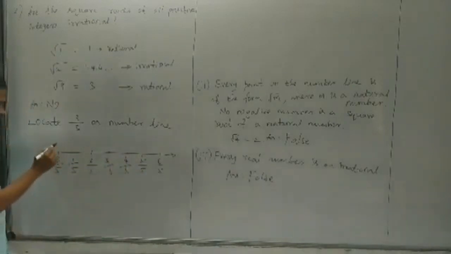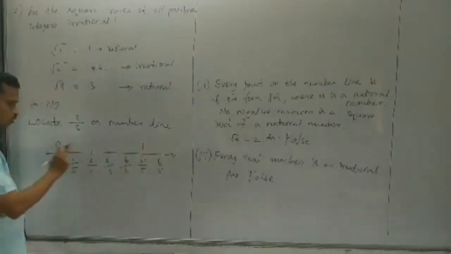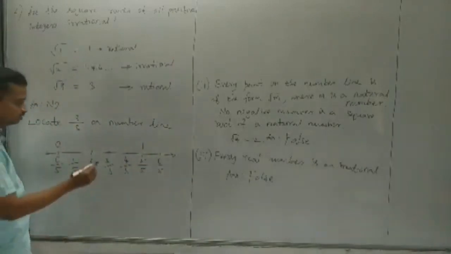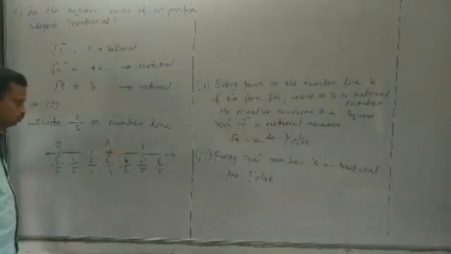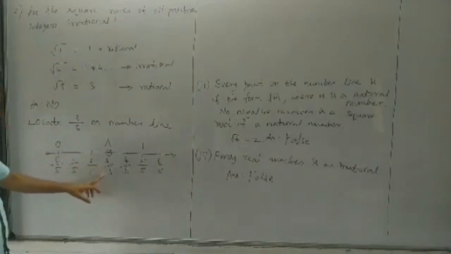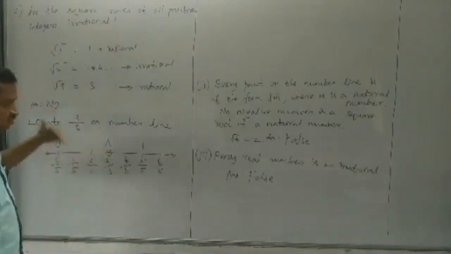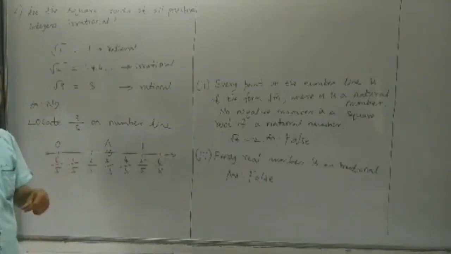And now 0 by 5 is what? 0. And after that 5 by 5 is what? 1. So between 0 and 1, we have made 5 equal parts. And the question is locate 3 by 5. Where is it? Here. So let it be A. So this point A on this number line represents 3 by 5. So this is the way to locate the given rational number. This you already studied in 8th standard. But now we will move to the 9th standard, that is locating the square root of a positive number.